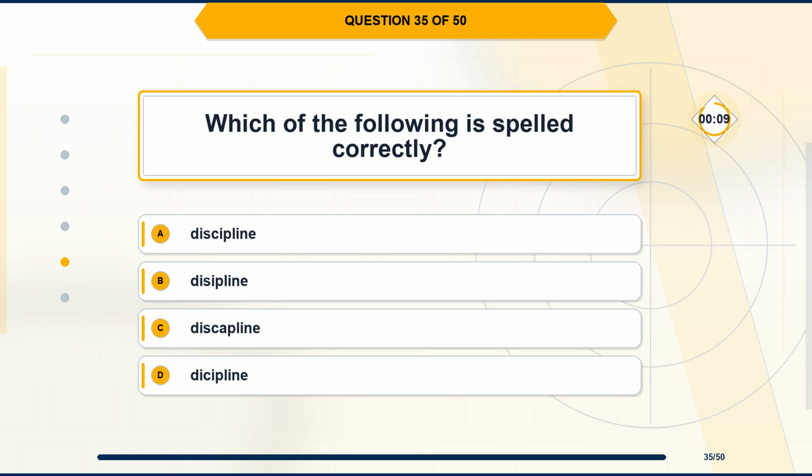Question 35. Which of the following is spelled correctly? Option A. Discipline. Option B. Discipline. Option C. Discipline. Option D. Discipline.